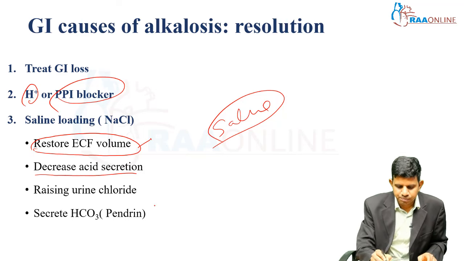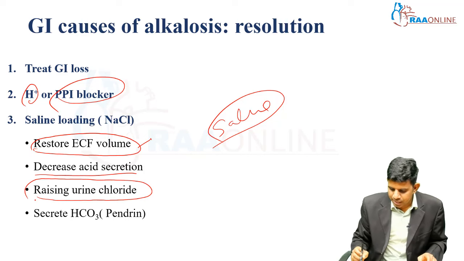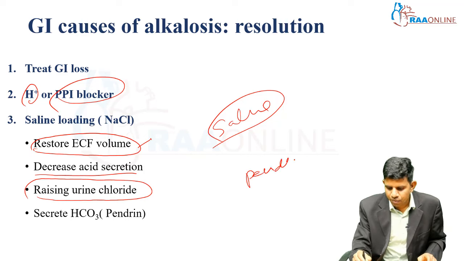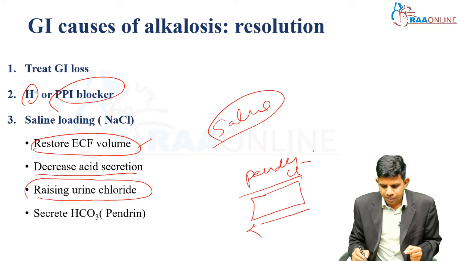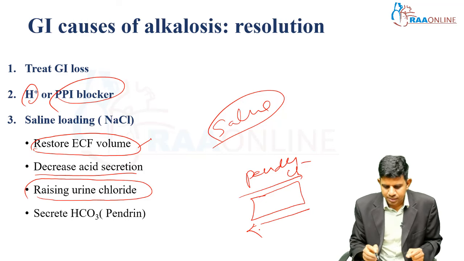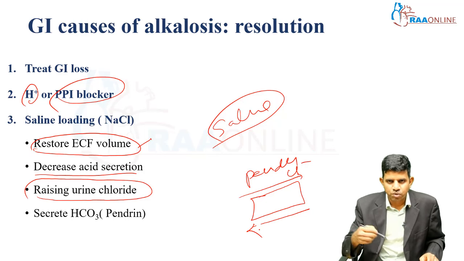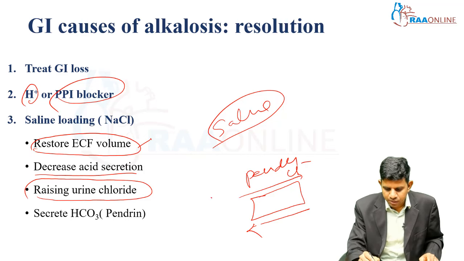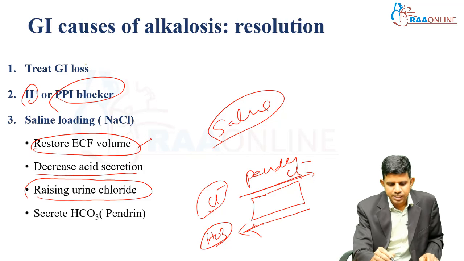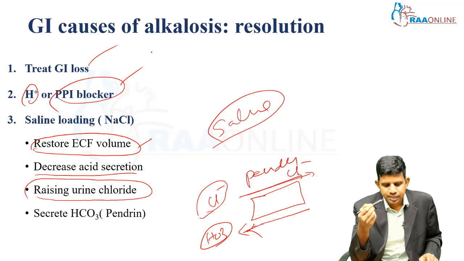The other thing we already discussed is the pendrin activity. What is pendrin activity? It secretes bicarbonate and absorbs chloride. So if the patient has a hypochloremic condition, the bicarbonate secretion is inhibited here. If I add more chloride fluid, the chloride in the tubular lumen will increase, which activates the pendrin activity. Chloride will be absorbed by the pendrin into the cell, so the bicarbonate will be secreted.